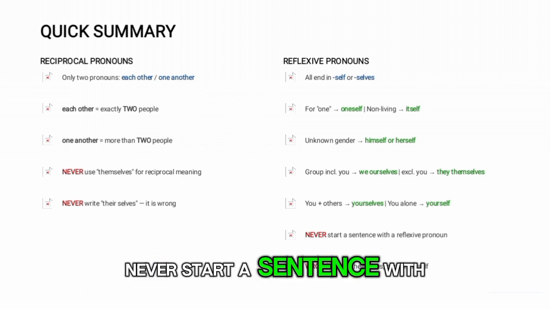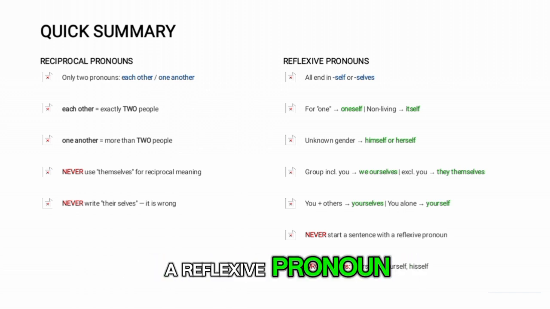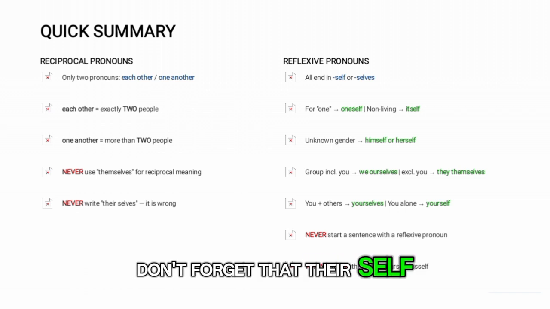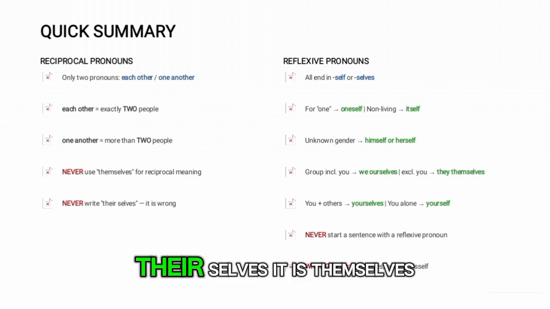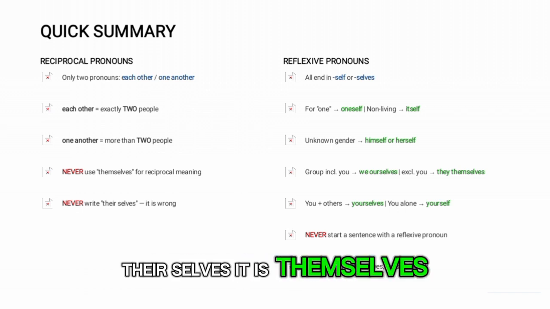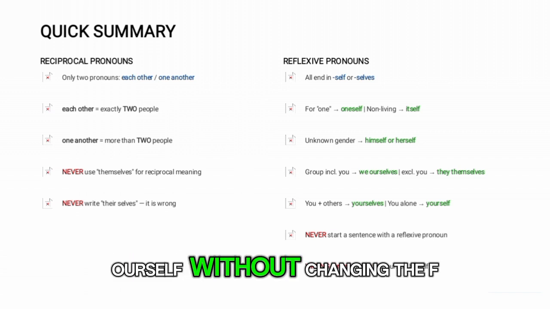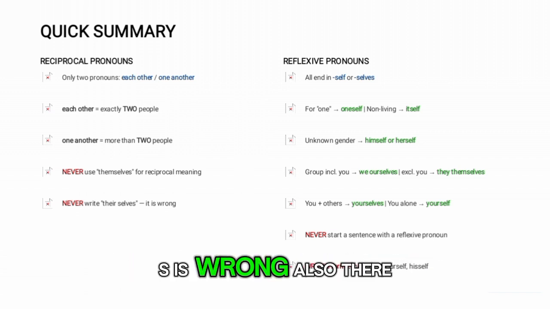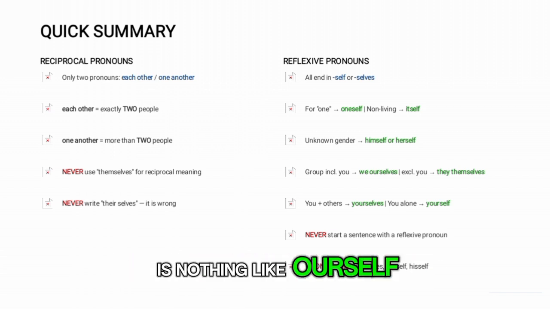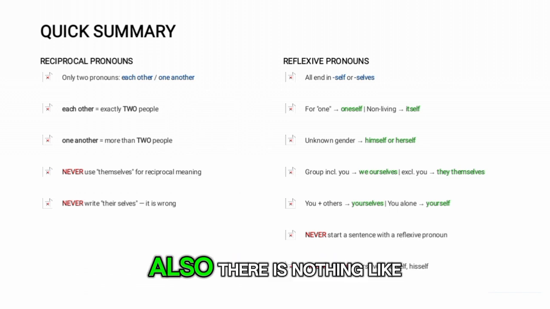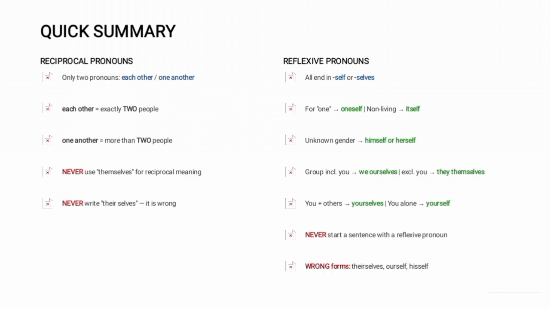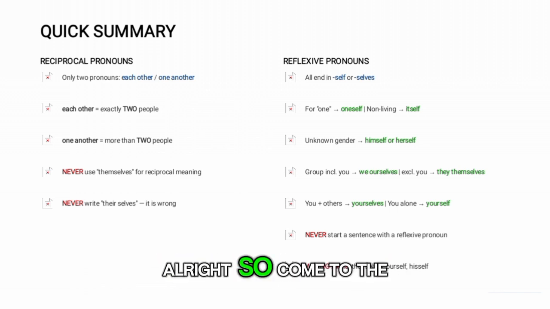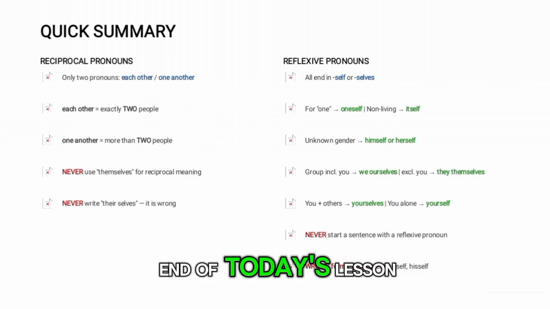Never start a sentence with a reflexive pronoun. Don't forget that their self is wrong. Their selves, it is themselves. Ourself without changing the F to VS is wrong also. There is nothing like ourself. It is ourselves. Also, there is nothing like his self. It is what? Himself. Right, so we've come to the end of today's lesson.